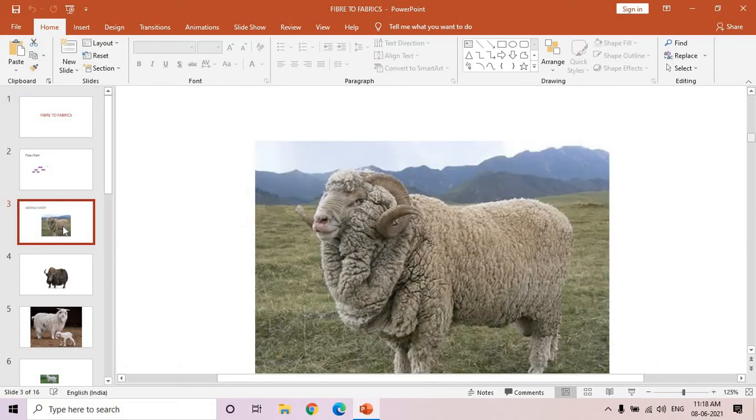Now we will see about wool. Which animals are giving us wool? Wool we are getting from animals like sheep, goat, camels, rabbits, and there are different animals giving us wool. And along with wool, the other fiber we get from animals is silk. Silk we are getting from the silkworm.